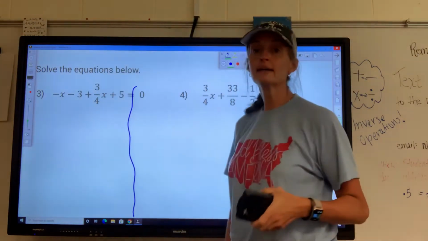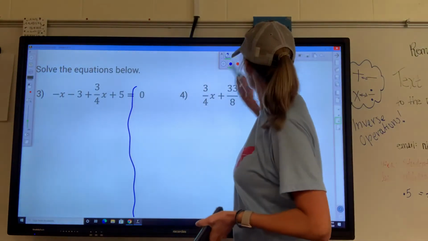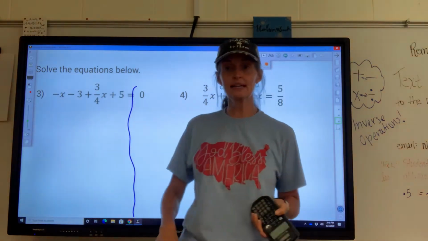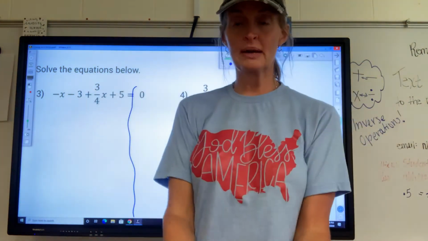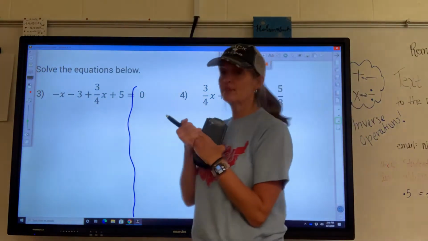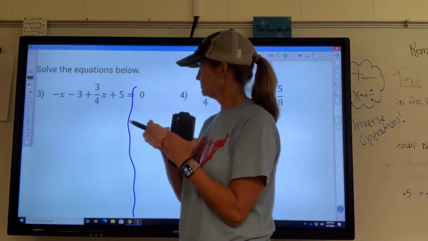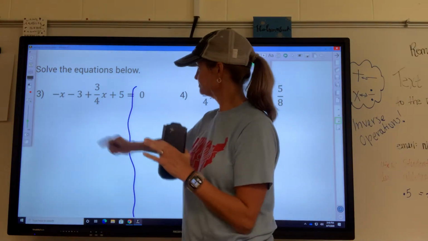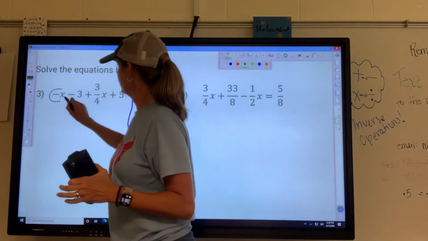Draw a river. Why? Because it's an equation. Then I'm going to come over here and I'm going to start combining like terms because I want to simplify so my equation is in the easiest form as possible. So I simplify these equations. There's this expression on the left side. I'm going to go circle the terms that match.